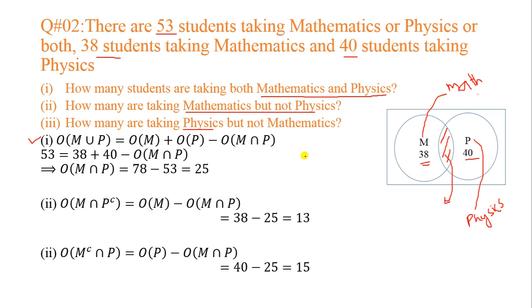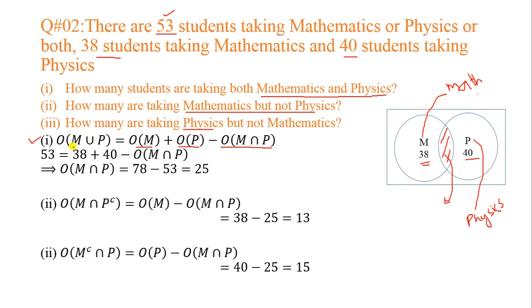Okay, so we have a principle for counting: the number of elements in the union of M and P is equal to the number of elements in M plus the number of elements in P minus the number of elements in the intersection of M and P. We are told that there are 53 students taking maths, physics, or both.